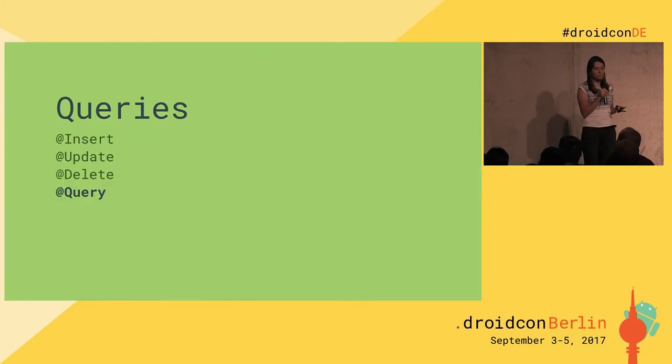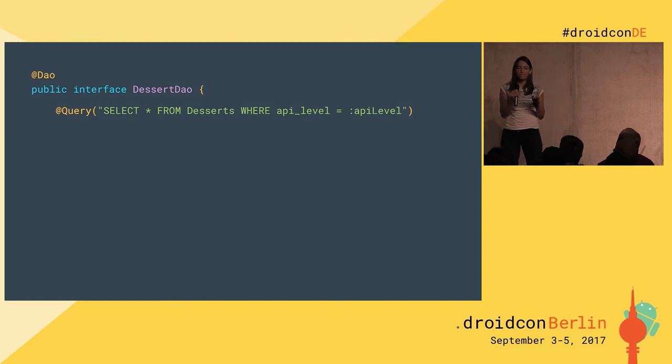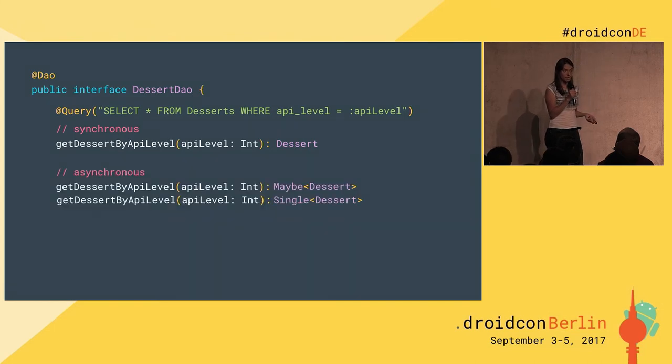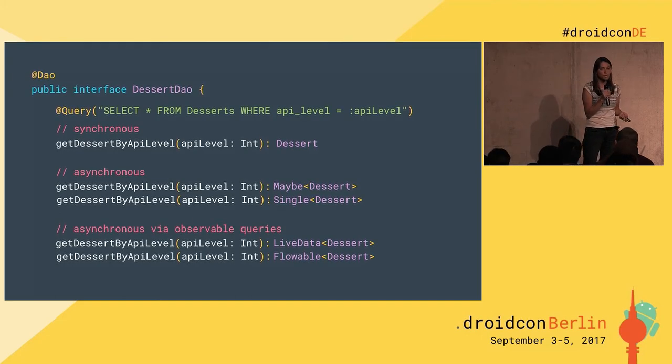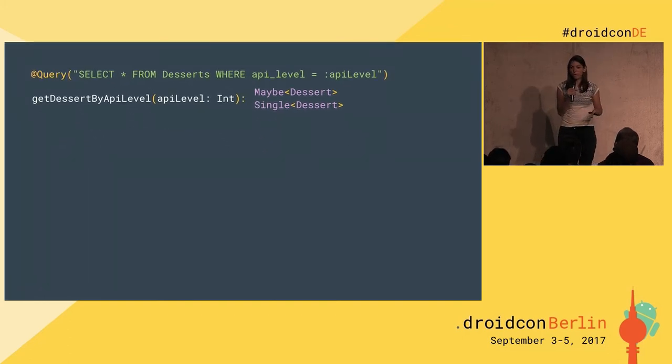OK, I already mentioned a little bit about query. Let's see more about it. So let's go with a more complicated query. Let's say that I want to get a dessert for a specific API level. So I can do this in several ways. I can do this synchronously by just calling getDessertByAPILevel that returns me the dessert. But I can also do this asynchronously. So I can do this by returning a Maybe or a Single, but also asynchronously via observable queries. So these observable queries return LiveData, which is a data holder object, also part of the architecture components, or a Flowable from RxJava.